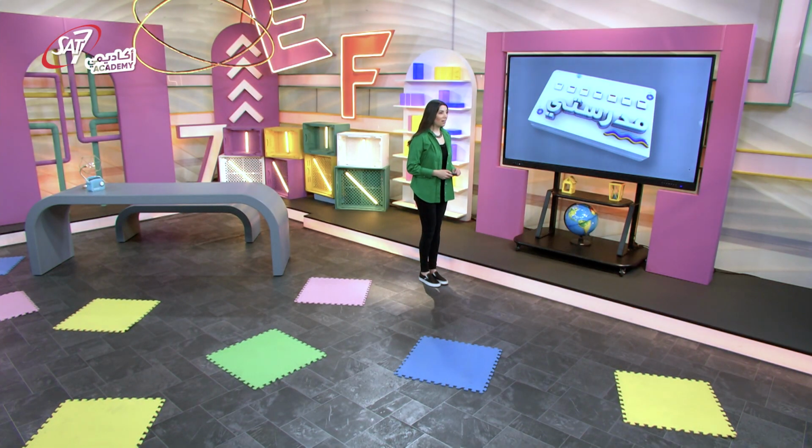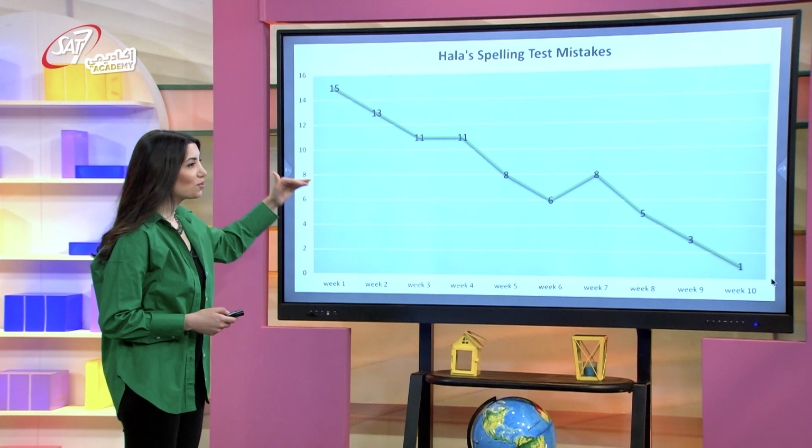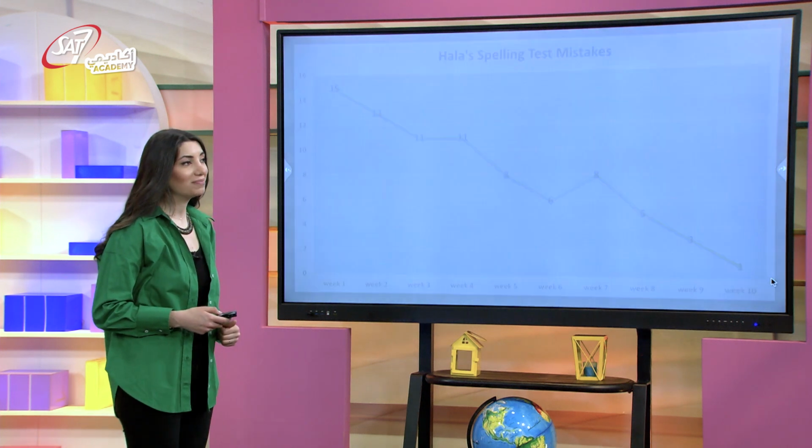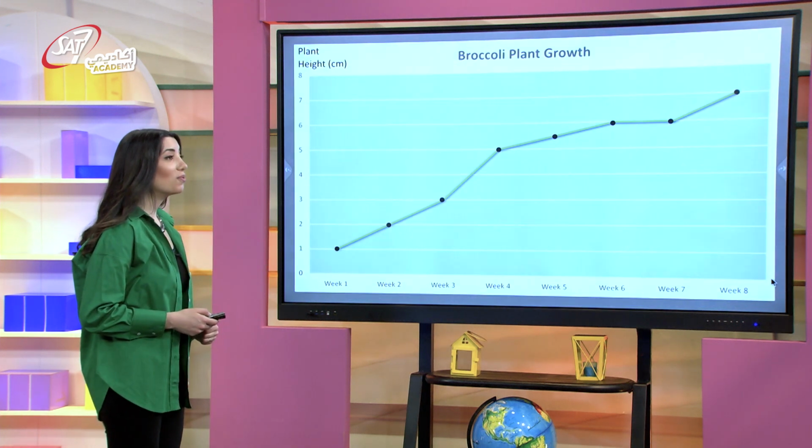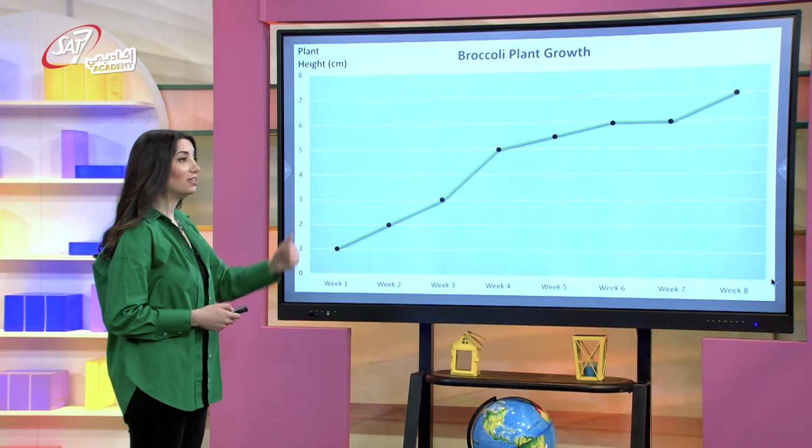We use line graphs to show the change over time. In this case, we see Hala's improvement in spelling. While this graph shows the line going downwards, this graph shows a line going upwards. What information does it give us?